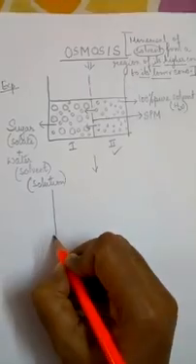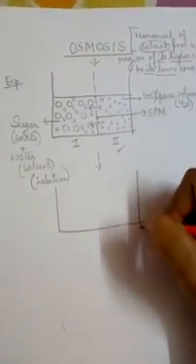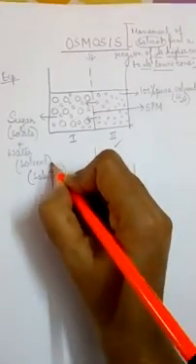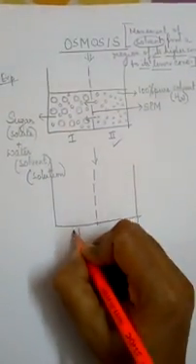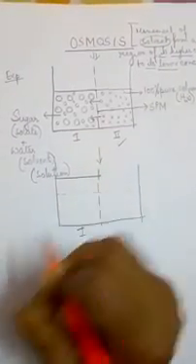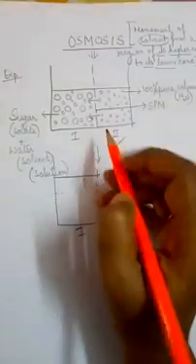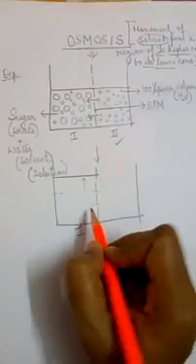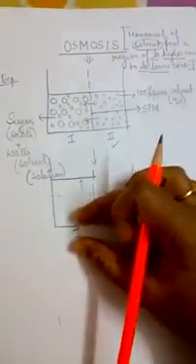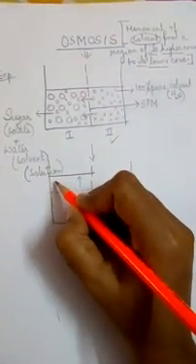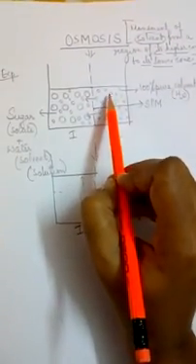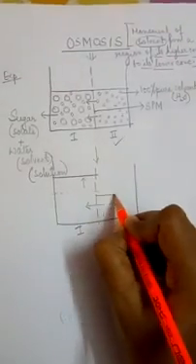The level of the solution in chamber number 1 will gradually increase. Initially, suppose it was over here, it has increased. Why? Because the water molecules from chamber number 2 have migrated towards chamber number 1, and so the total volume has increased. And what has happened to chamber number 2? Since water molecules have moved from here to here, the level has automatically come down.